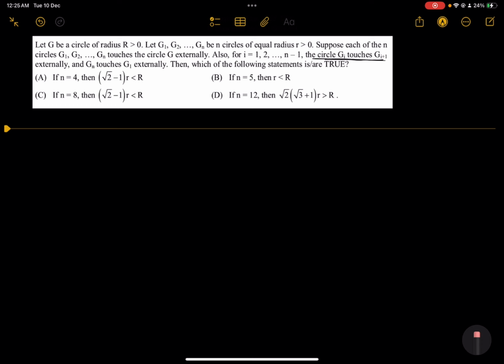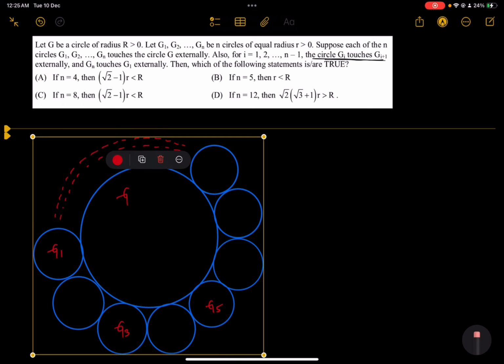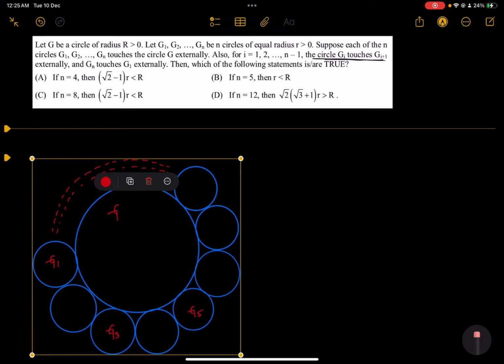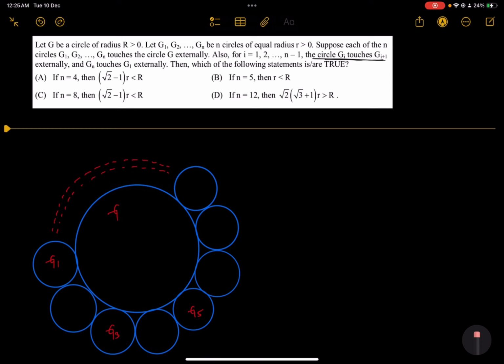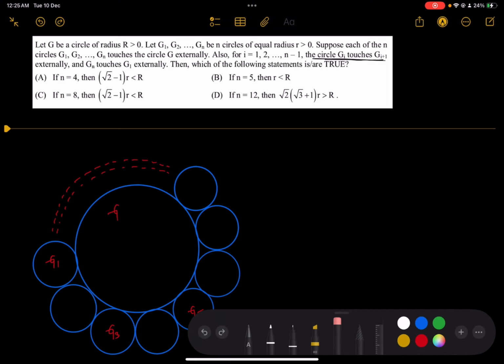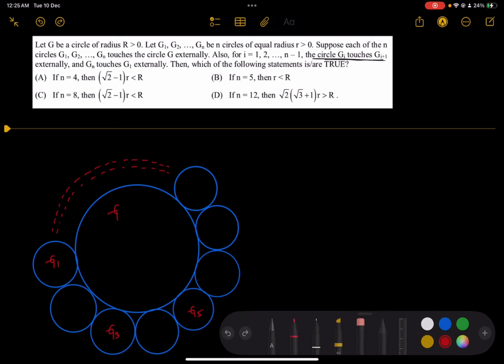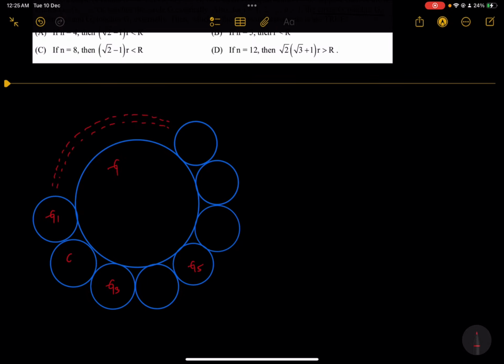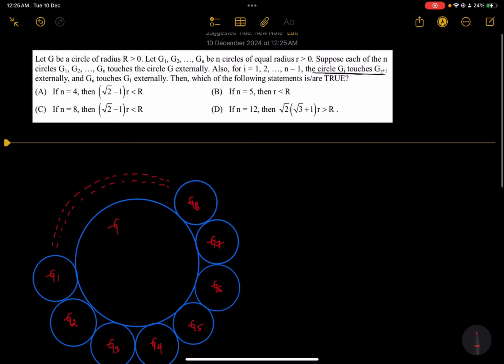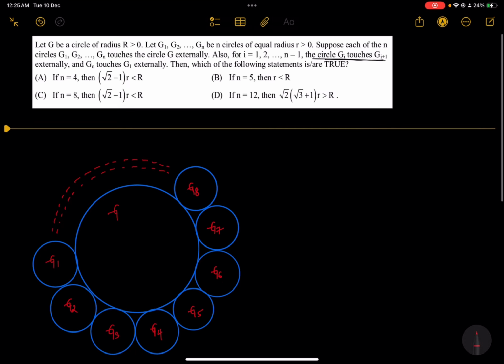So let us paste the diagram here, and then we'll proceed through the solution. Okay, so this is the diagram we have right now. This bigger blue circle is G, and we have G1, G2, G3, G4, G5, G6, G7, G8 and so on like this. Now what is given? The radius of this bigger circle is capital R, and the radius of all the smaller circles is small r, and they are asking us to find the relation between capital R and small r. So let us go ahead and solve this.